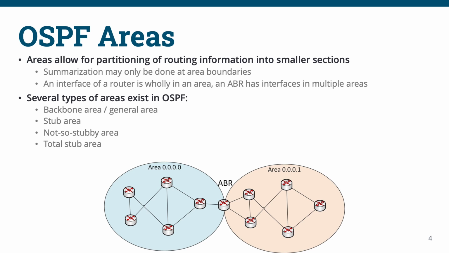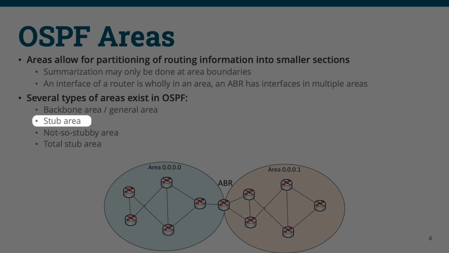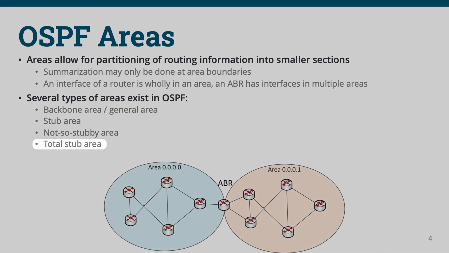Additionally, the area types we'll review in this lesson are shown here. We'll review the backbone area, also called a general area. This acts the same as a normal OSPF area. The special area types have certain rules for the types of link state advertisements which may be advertised into or from them. These areas are the stub area, not so stubby area, and totally stubby area.